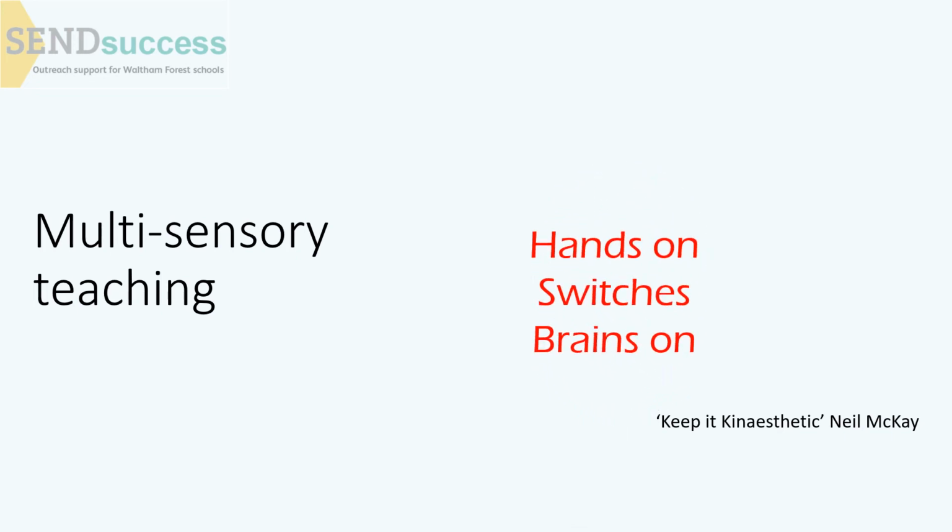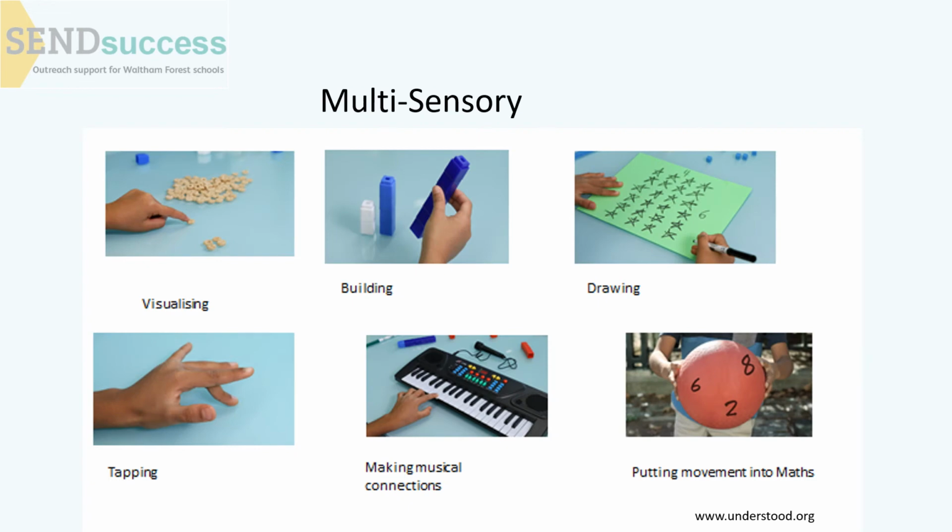Multisensory teaching is really effective. Hands-on, switches, brains on. Some examples here. So visualizing here on the left. It's a great way to have the children represent maths operations. You can move the items around, they can see how the quantities change, a concrete way of understanding how the operations work.